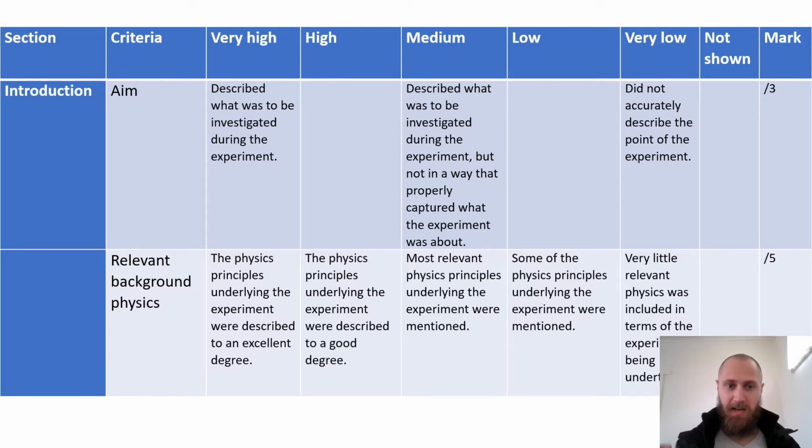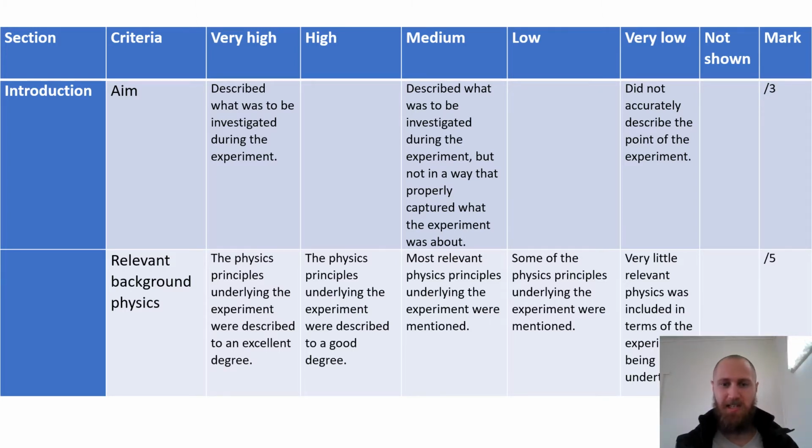So you're going to have an aim at the beginning that describes what was to be investigated during the experiment, and you can see that for the rubric there are very high, medium, low, very low, and just not shown. And you can see that some of them, because the first one is out of 3, you either get a very high, a medium, or a very low. So normally some of them are out of 5. You can see the next one down is out of 5, but some of them are going to have gaps missing just because they don't need to be as detailed.